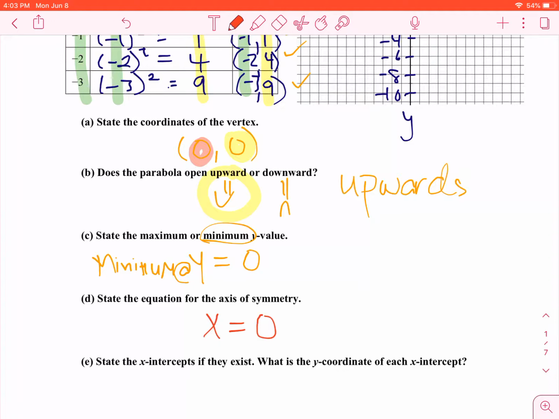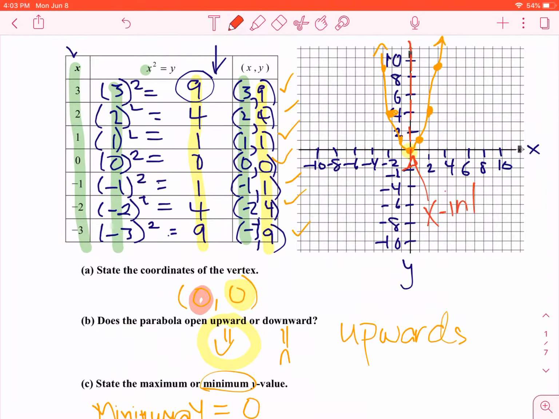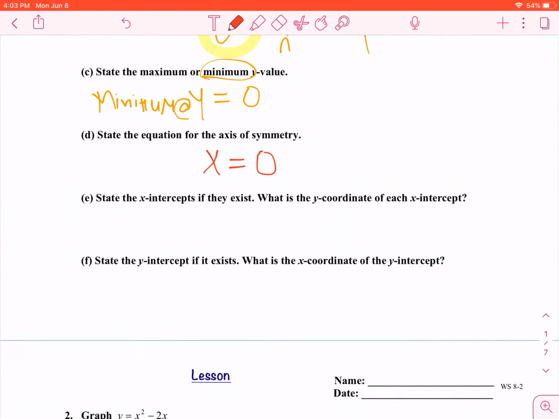State the x-intercepts if they exist. So in this case, we do have one x-intercept, and your x-intercept is also your vertex. It just happened that they overlap. So (0, 0) is your x-intercept.